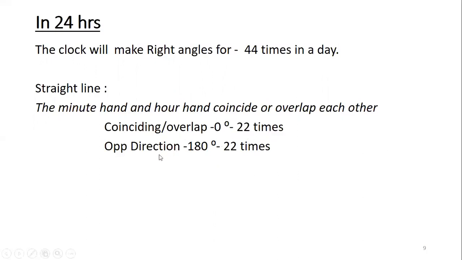And what is meant by opposite direction? Extreme edges. The minute hand and hour hand should make a straight line, that is 180 degrees. The best well-known example is 6 o'clock. So that is also made 22 times in a day. So if they are asking generally how many times the minute hand and hour hand are in a straight line, it means 22 plus 22, 44 times in a day.